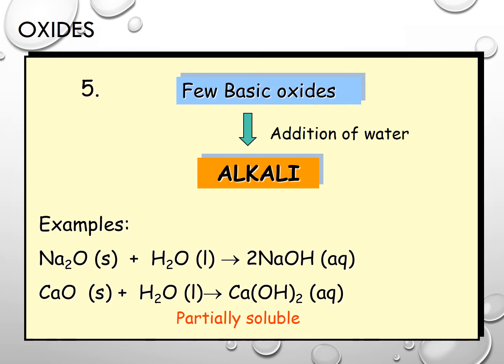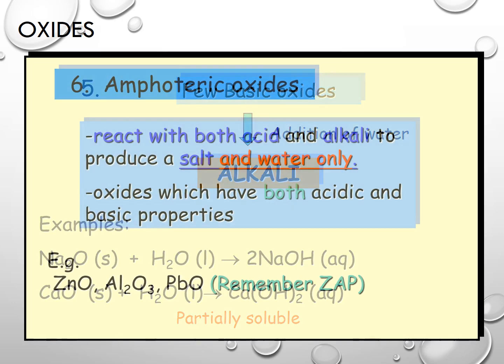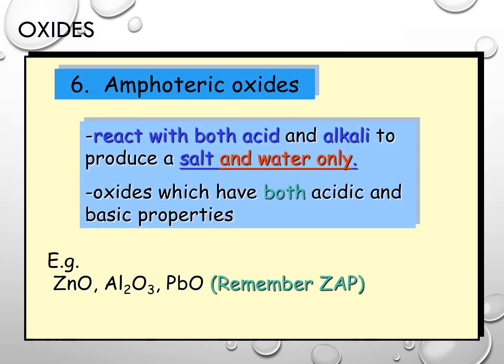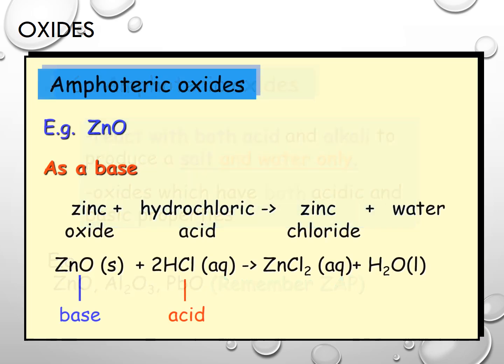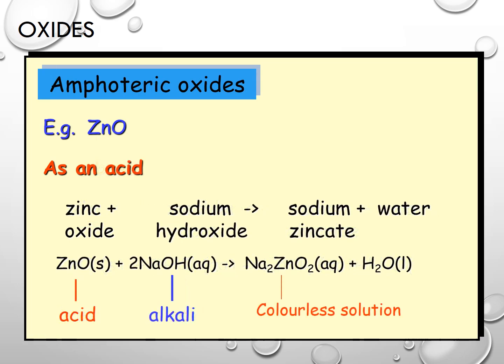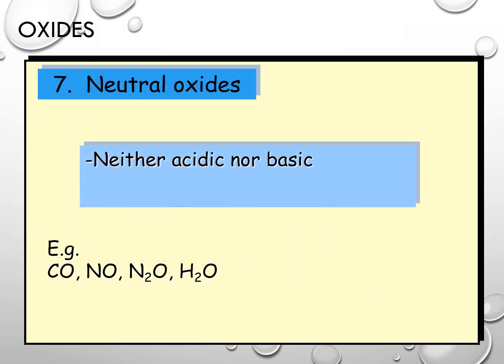Oxides are classified into 4 categories. Basic oxides are mainly metallic oxides and react with acids. Acidic oxides are mainly nonmetallic oxides and react with alkalis. Amphoteric oxides, such as zinc oxide and aluminium oxide, react with both acids and alkalis. Neutral oxides, such as carbon monoxide and water, do not behave as either acids or bases.